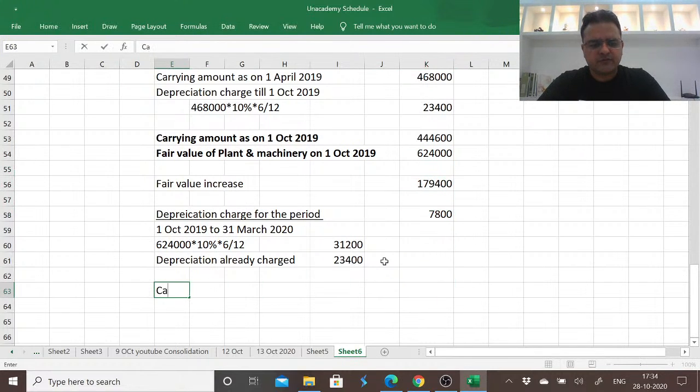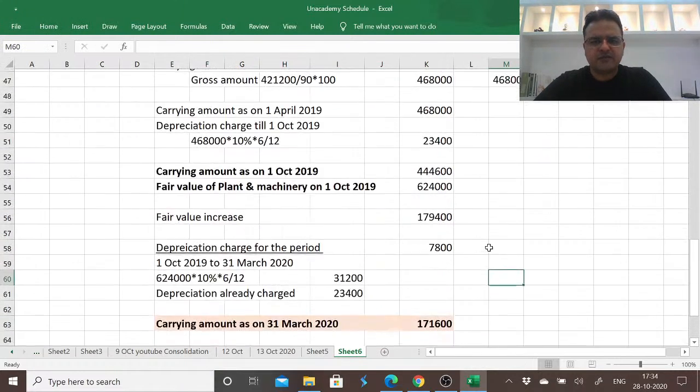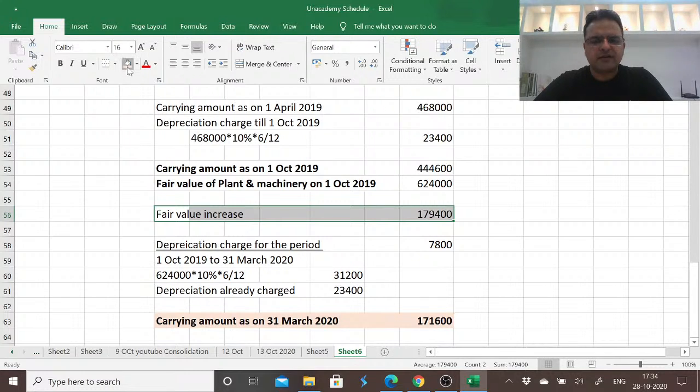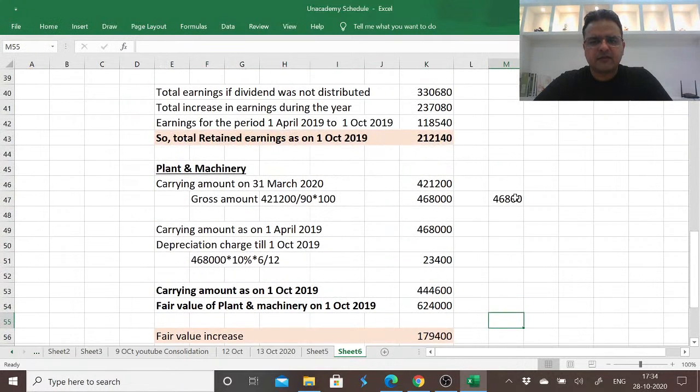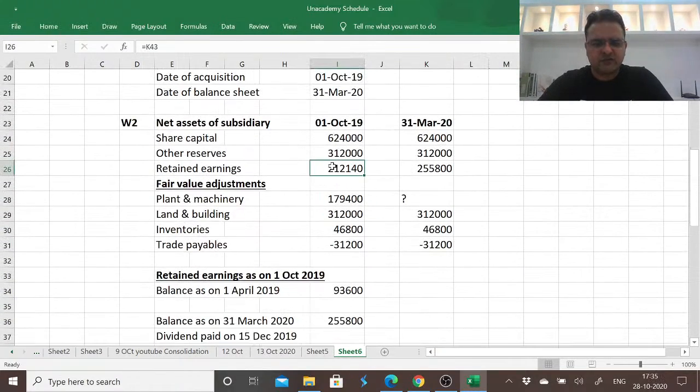So the carrying amount as on 31st March 2020 is equal to 179,400 minus 7,800. So we got the balance of plant and machinery on 31st March 2020 as 171,600. We got the balance of plant and machinery with the fair value increase, that was 179,400. And the third thing we needed was depreciation charge and retained earnings. So we had calculated the retained earnings position as 212,140.